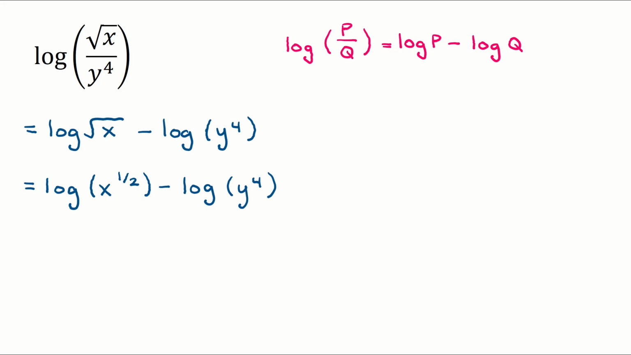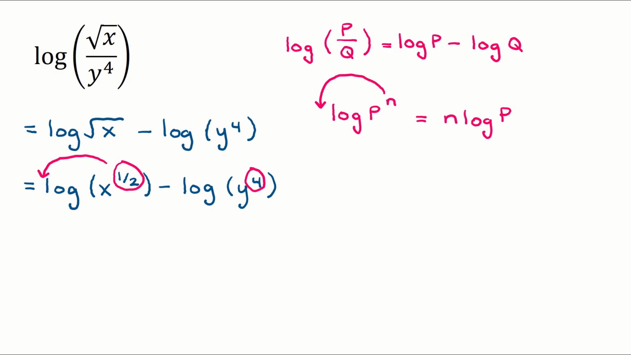So now that we've done that, we can apply the power rule. And remember, the power rule says that when you have log of a number raised to an exponent, you can take that exponent and bring it out in front, turning it into n times log p. So in this case, we can take the 1/2 and bring it out in front, and then we can do the same thing with the 4. So our final answer in this case is 1/2 log x minus 4 log y.